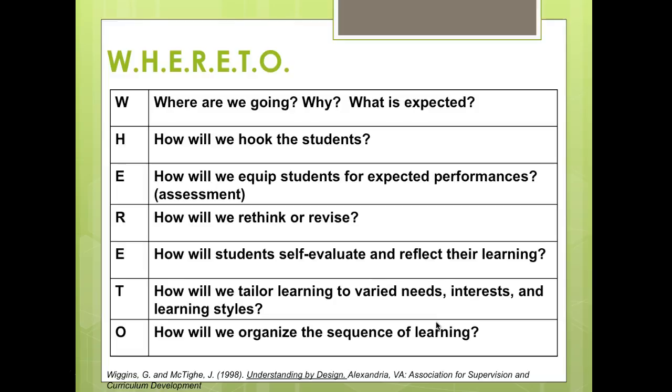R, how will we rethink or revise? This has a lot to do with formative assessment and a lot to do with how students consider their work and their performance. The second E, E2, how will students self-evaluate and reflect on their learning? So as you know, the importance of reflection, if you imagine not having that opportunity, would that make your learning less substantial, less connected? And the answer would most likely be yes.